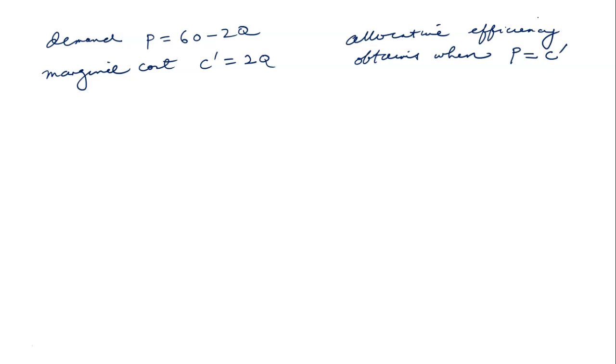It's an output where the price equals the marginal cost. That is, the value of the last unit consumed equals the cost of that last unit. That is an allocatively efficient output. So all we really need to do is to find where this equals this. And then we just find the output, because that output is going to be the allocatively efficient output.